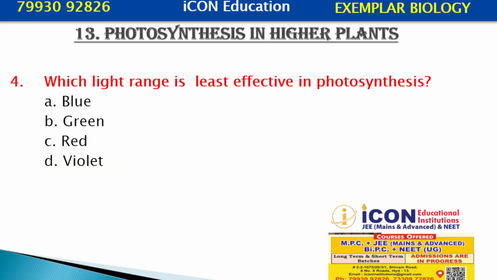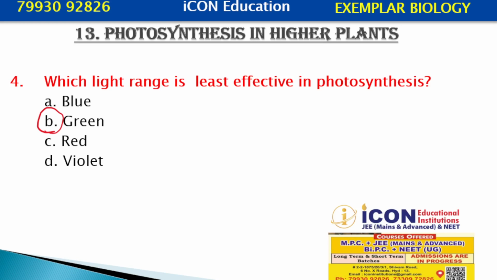Question number 4. Which light ray is least effective in photosynthesis? If you look at the options blue, green, red and violet, we know that the green light is least effective in photosynthesis. So the correct option is option B, green. Green light is the least effective light ray for photosynthesis.